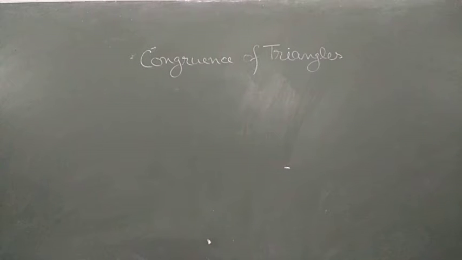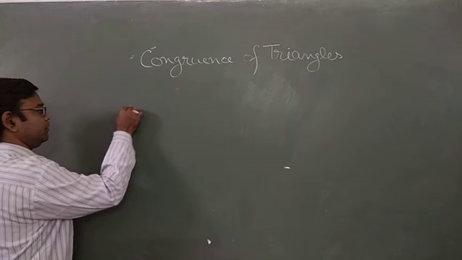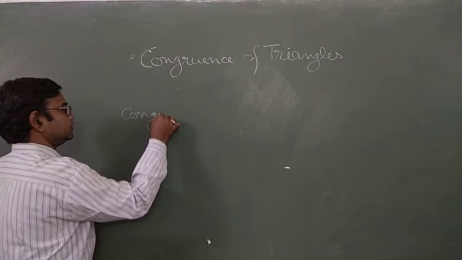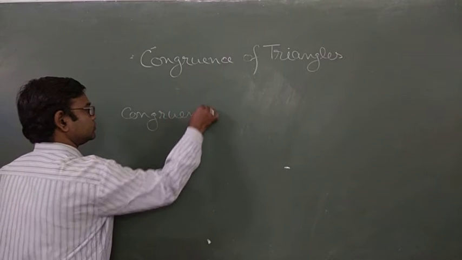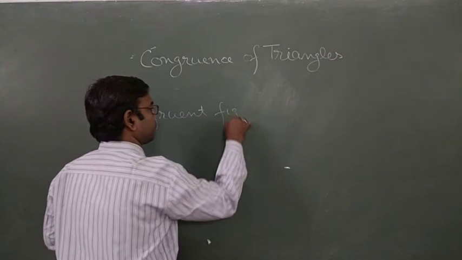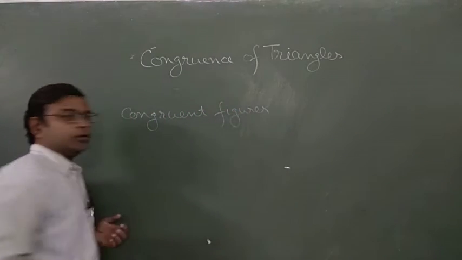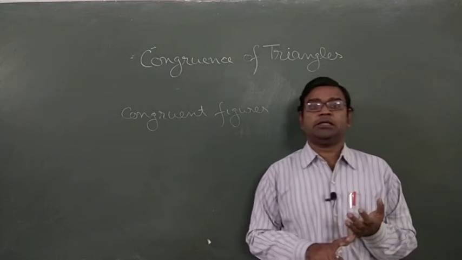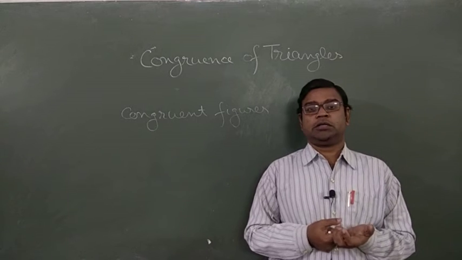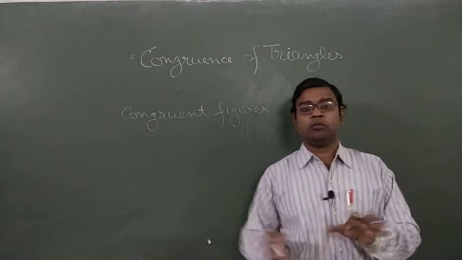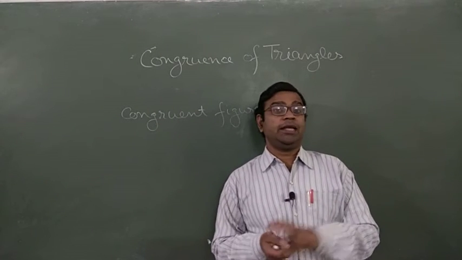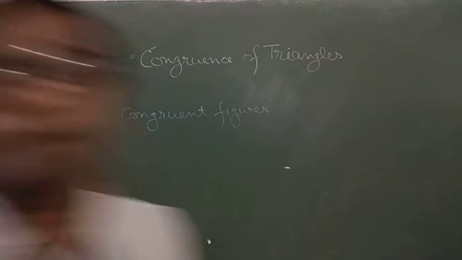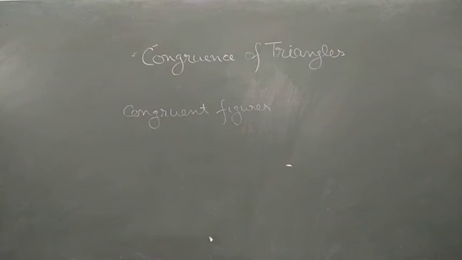As all of us know, what is the meaning of congruent figure? Congruent figures are those figures which are exactly the same in size, same in pattern, all the things. Then we can say two or more figures are congruent if they are exactly the same. So this thing is clear to you, what congruent figures are.